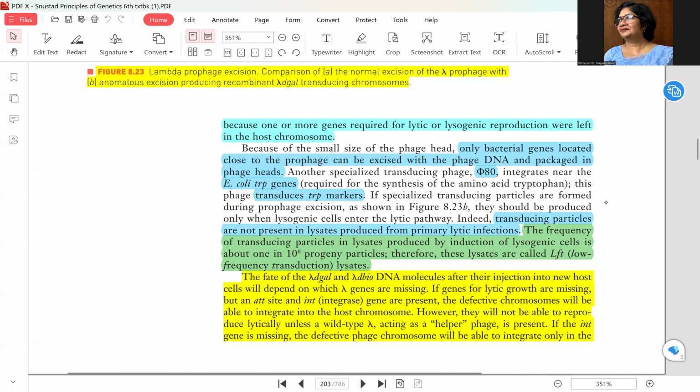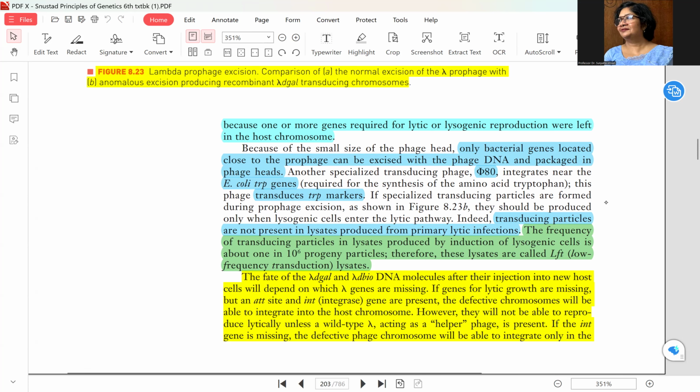Because if it detaches or excises, it cannot carry out the lytic cycle because it is missing the lytic cycle genes. If lytic cycle genes are missing, then the virus cannot carry out the lytic cycle. It cannot produce copies of itself through the lytic cycle. So it will need to remain integrated into the bacterial DNA forever.